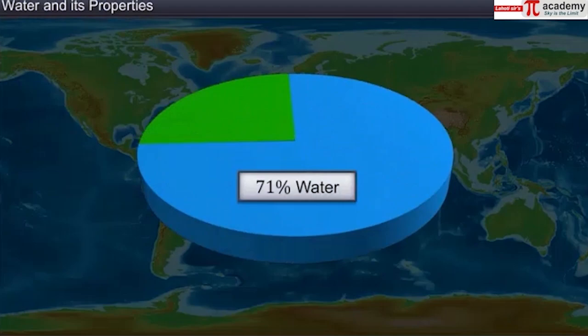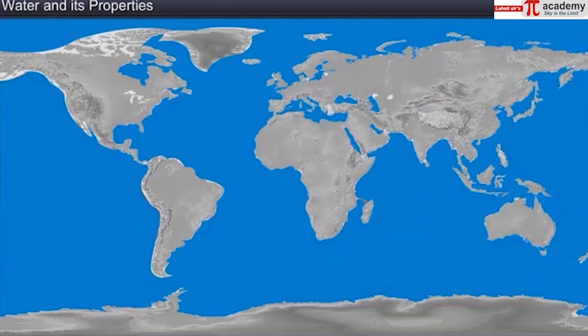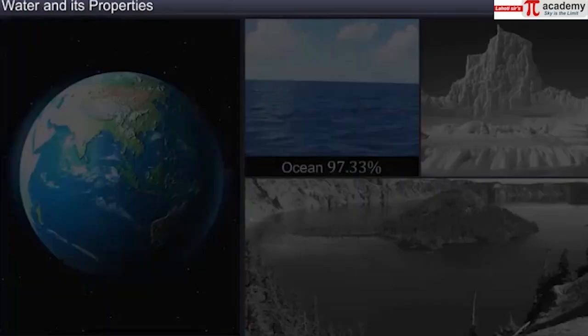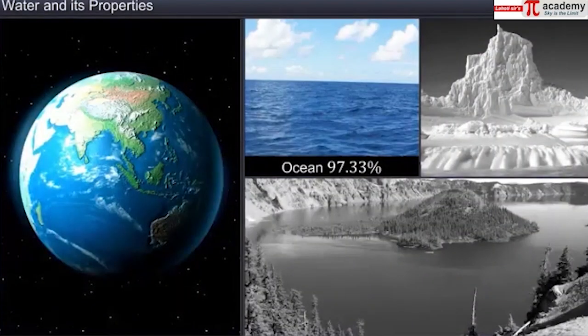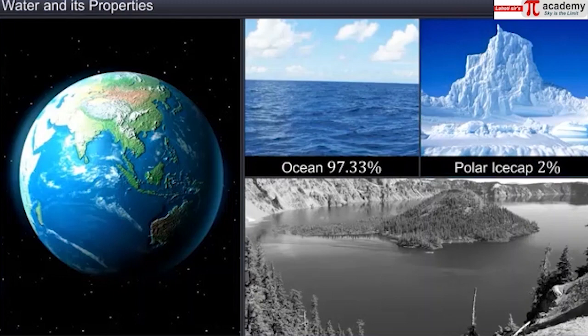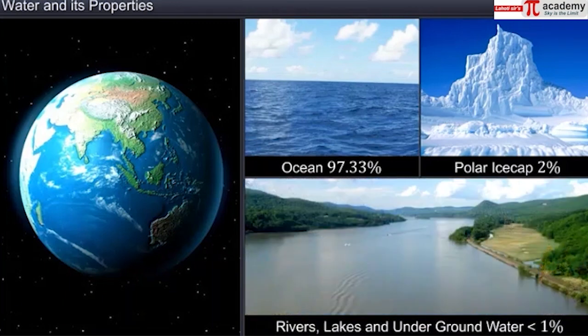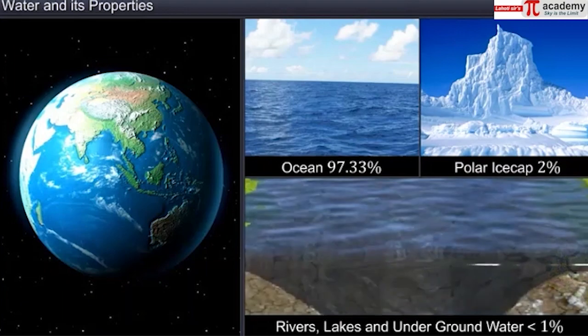Water covers 71% of the Earth's surface. However, the distribution of water over the Earth's surface is not uniform. Oceans contain 97.33% of water on the Earth's surface. Only 2% of water on the Earth's surface is in the form of polar ice and glaciers. The remaining water, less than 1%, is present in lakes, rivers, in the atmosphere, and as underground water.